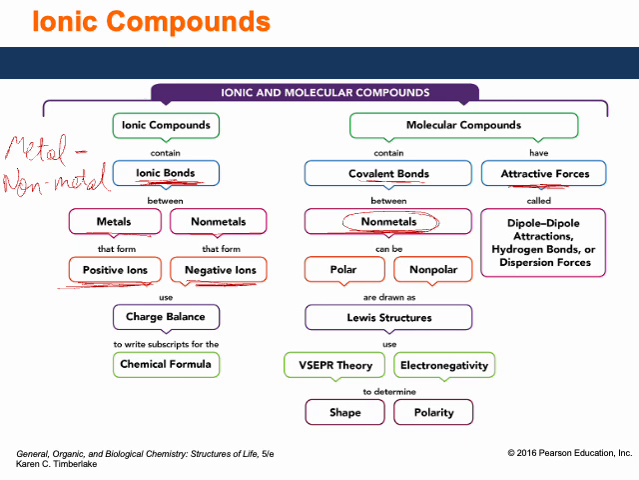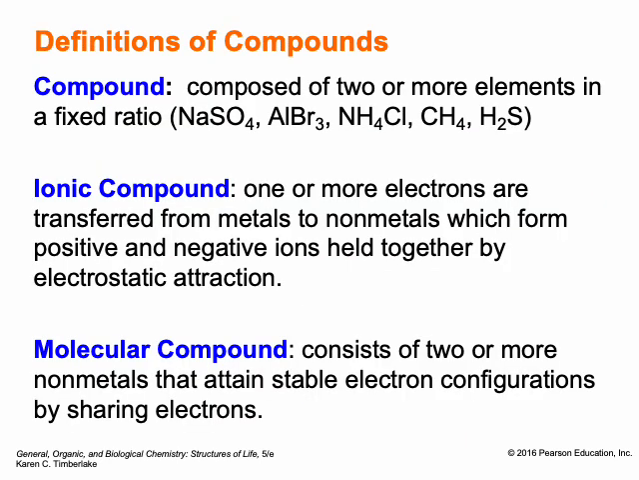Now to go back to the definition, a compound is essentially anything that is composed of two or more elements in a fixed ratio. For instance, all of these are compounds. Why? Because you can see each consists of multiple different atoms. In an ionic compound, one or more electrons are transferred from the metal to the non-metal, which forms positive and negative ions held together by electrostatic attraction.